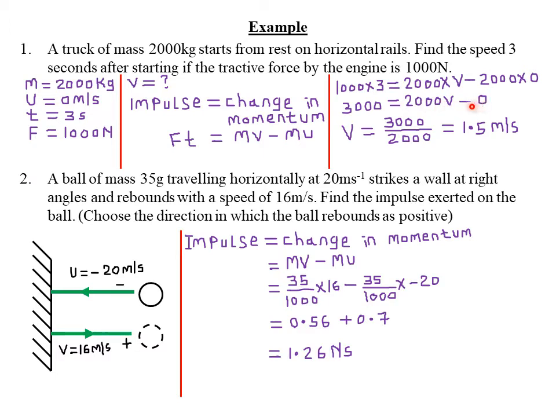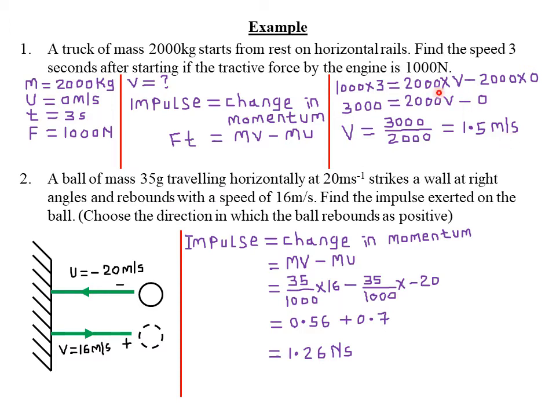We know that whenever you add or subtract 0 from a given value, you just get that value. Therefore we have 3000 being equal to 2000 v. If I make v the subject of the formula, I divide both sides by 2000 so that I remain with v on one side. So v alone is equal to 3000 divided by 2000, which yields 1.5. Of course, this is the final velocity.